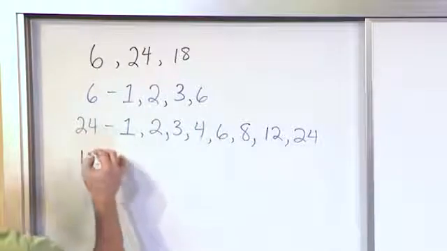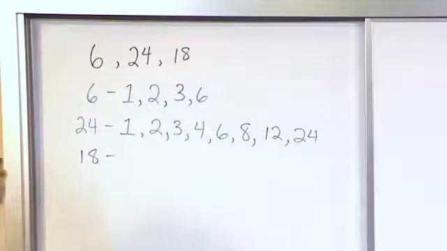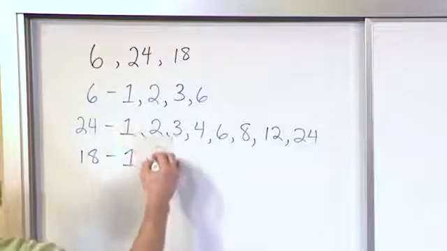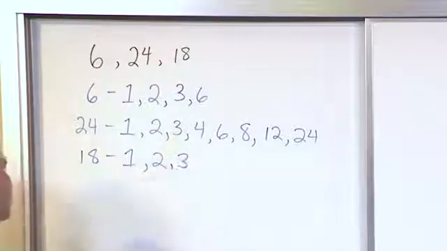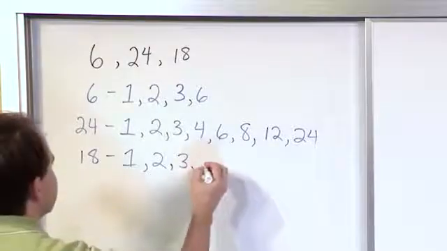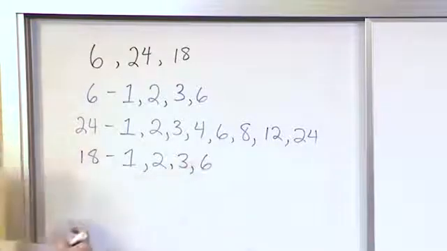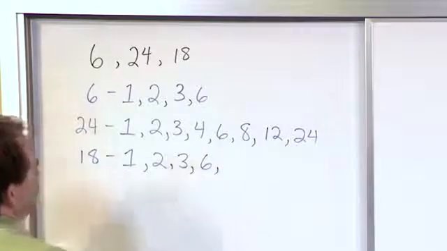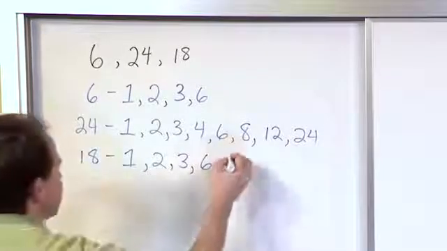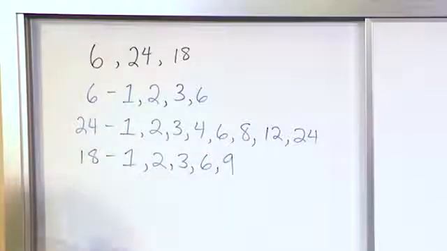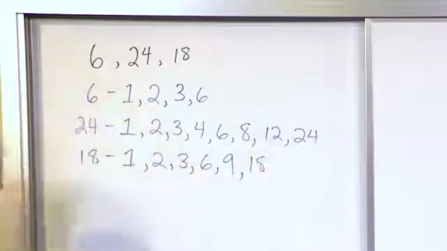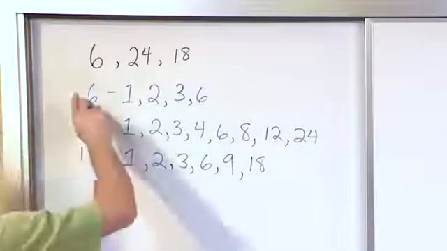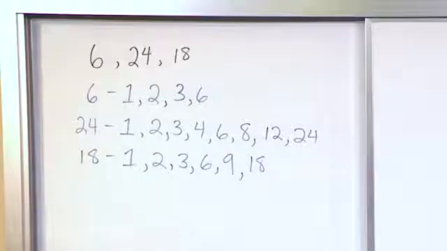Now let's look at the number 18. Okay, so the number 1 is a factor. The number 2 is a factor because 2 times 9 is 18. The number 3 is a factor because 3 times 6 is 18. 4 and 5 are not factors because they don't go in evenly. But the number 6 is a factor because 6 times 3 is 18. 7 and 8 you can skip because they don't go in. But number 9 is a factor because 9 times 2 is 18. And then you just keep going on, and the last one that you find is the number 18, the number itself.